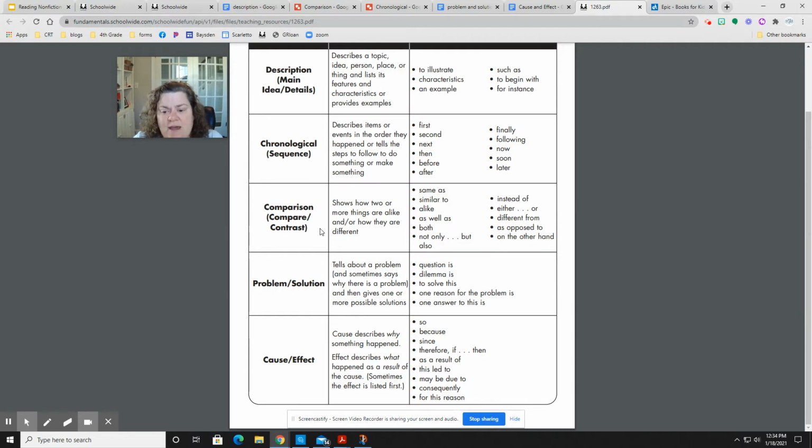And finally, they suggest, on the other hand. So you might say, Disney is great. On the other hand, Universal Studios is also. So you might describe how those two parts were different.